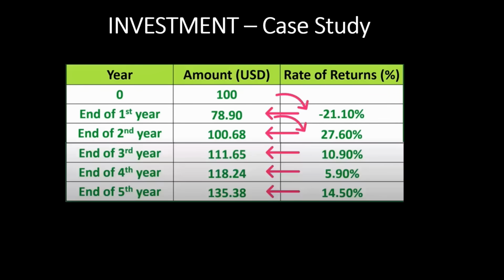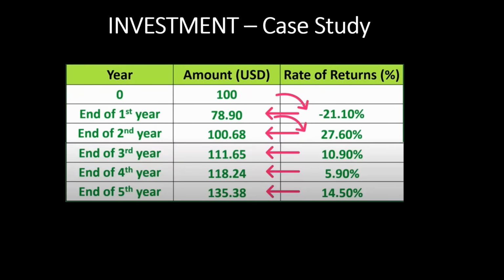And similarly, in third year, again, you make about 10% and your net value is 111.65. Fourth year, you make 5.9%, and final year, you make 14.5%. So end of fifth year, your $100 has become $135.38. Now, if I ask you, what is the average return?